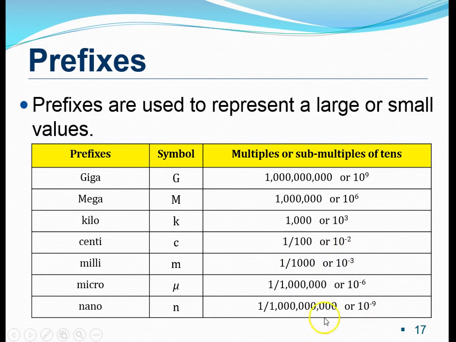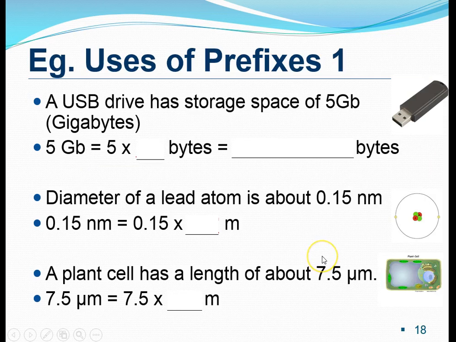So the last 3 here in particular are prefixes which are used for very, very small values. Now, how do we use the prefixes? Let's look at the first example. A USB drive has a storage space of 5 capital GB. We call this 5 GB. We read this out as gigabytes.